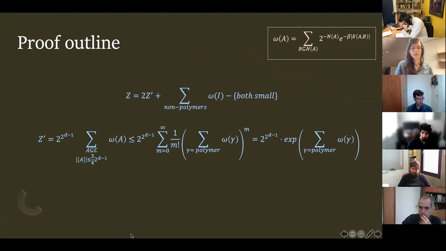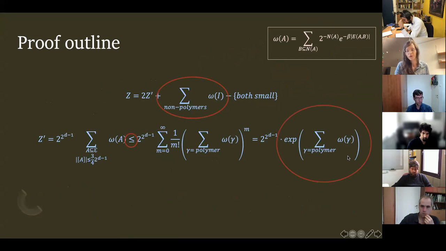Okay, so this is what we want to understand. And then, what do we have to deal with here? We have these non-polymers that don't exist in the original model, and we need to deal with this inequality. And of course, we also need to calculate this sum. This is the main task to understand.